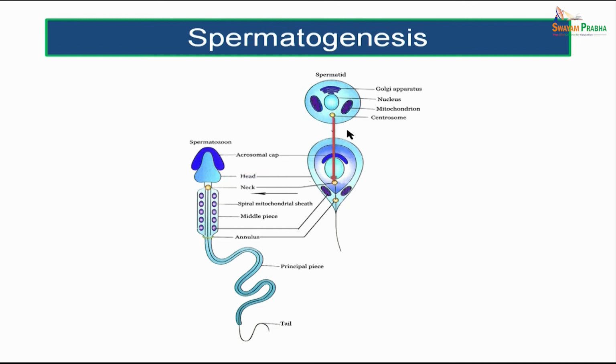Then you have the centrosome, which divides into proximal and distal centrioles. The proximal part will give rise to the neck, and the distal part to the annulus. Then you have the mitochondria, which will form a sheath around the middle piece. So, these are the final parts of a sperm. It has an acrosomal cap, a head, a neck, a middle piece which is wrapped with the mitochondrial sheath, and the tail or the principal piece. So, these are the different parts of a sperm.